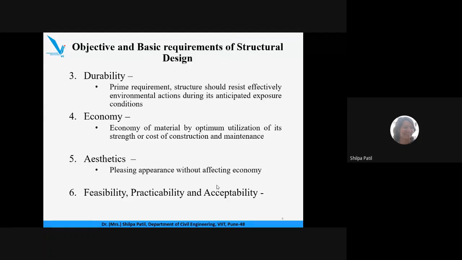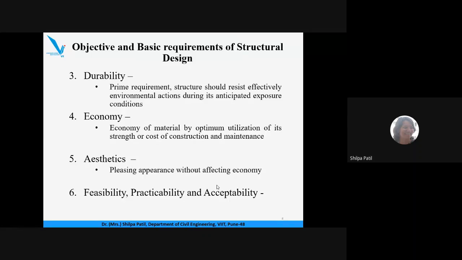But we can do this over a period of time. If you have sufficient practice of designing the structure, we can incorporate both these, giving the pleasing appearance as well as achieving the economy also. And the last point is feasibility, practicability, and acceptability.